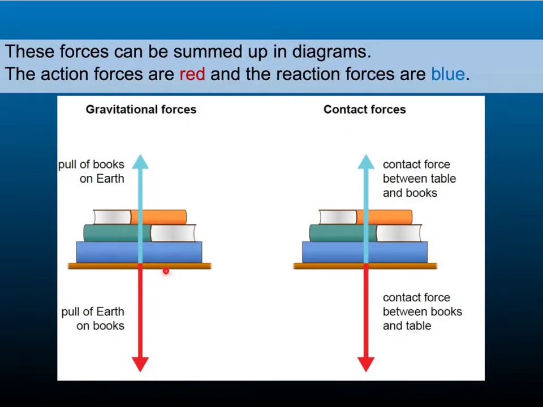So we've got the action force of the Earth pulling on the books and the reaction force of the books pulling on the Earth. Now, as well as the pair of gravitational forces, we've got a pair of contact forces. The action force here is the contact force between the books and the table. The reaction force here is the contact force between the table and the books.